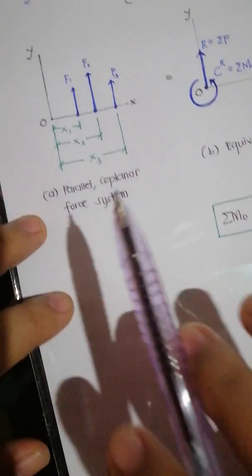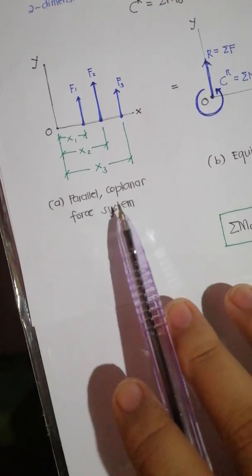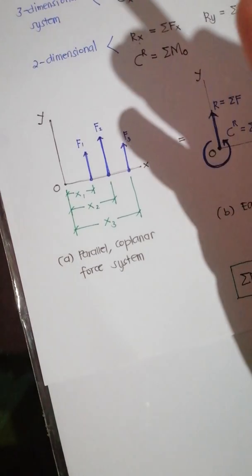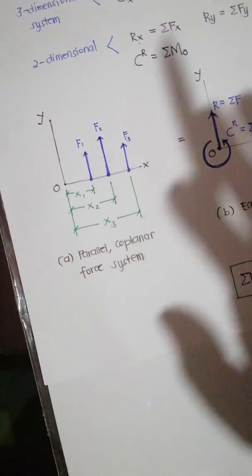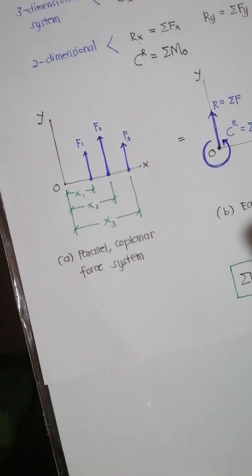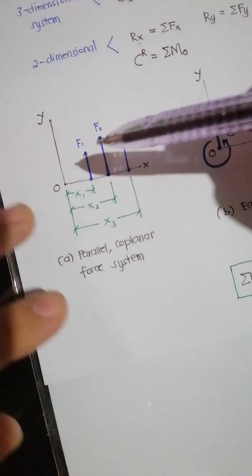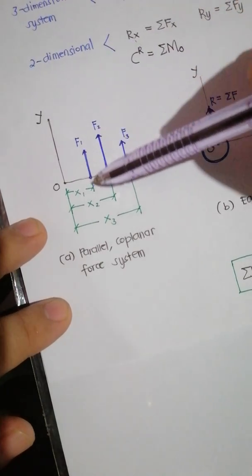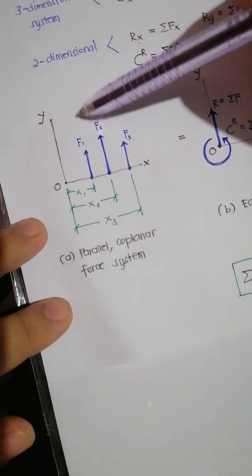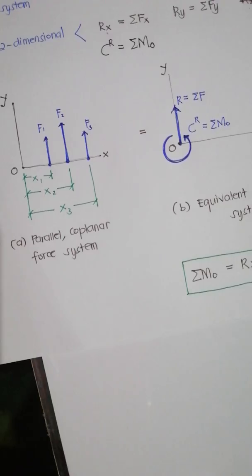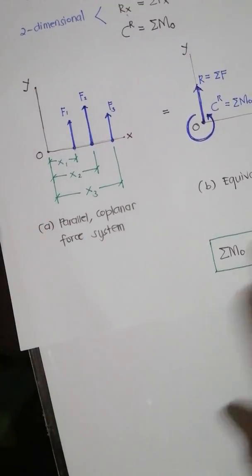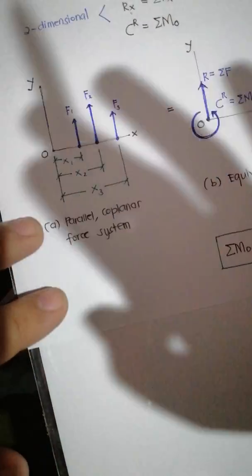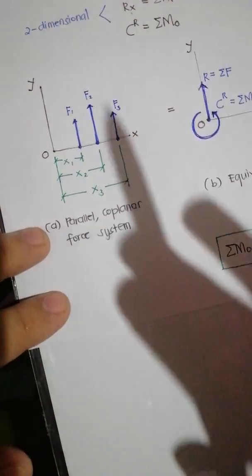Okay, if we have, say, a parallel coplanar force system. When you say parallel, of course, when forces are parallel to each other, that means even if you extensively elongate their lines of action, they will never intersect. Coplanar means they all lie on the same plane. So in this case, they all lie on the same plane, the xy plane.